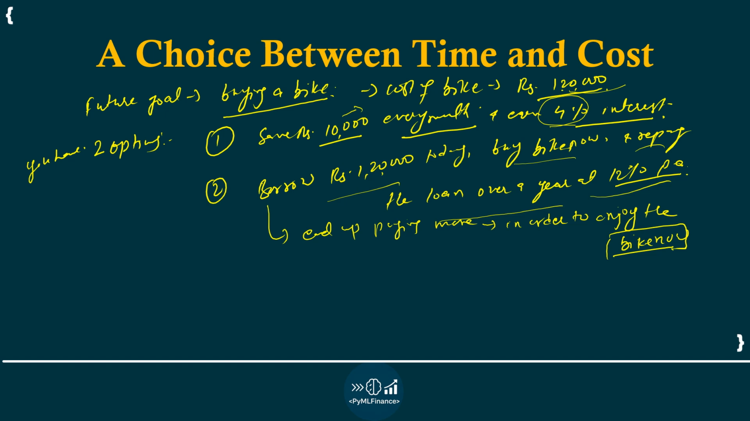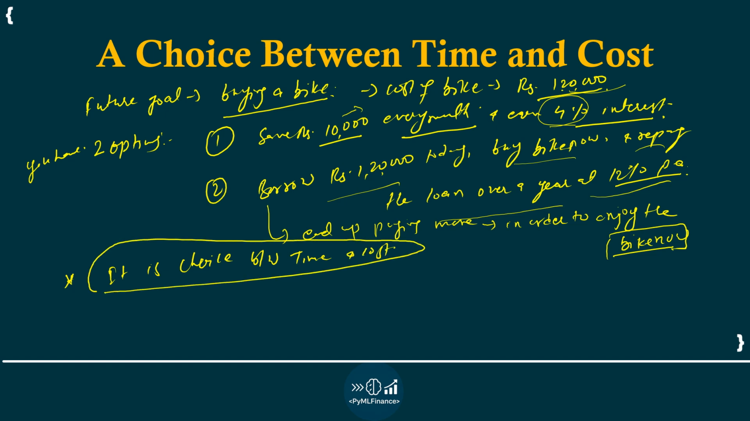So you can see from this example, it is a choice between time and cost. It is you who has to decide between time and cost. Either you save every month and get the bike, earn some interest on that, wait for 1 year, or you buy now, save time and pay an additional 12% interest in order to enjoy the bike right now. So always understand that you earn less when you save. When you are saving, you are earning only 4%, but you pay more, that is 12%, when you borrow.